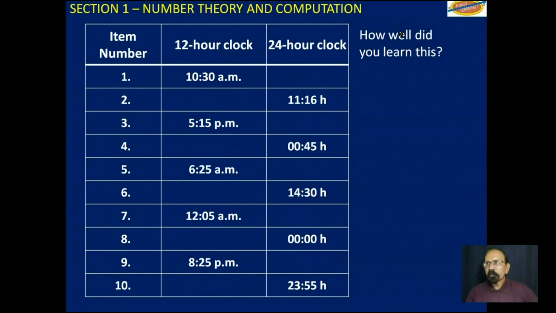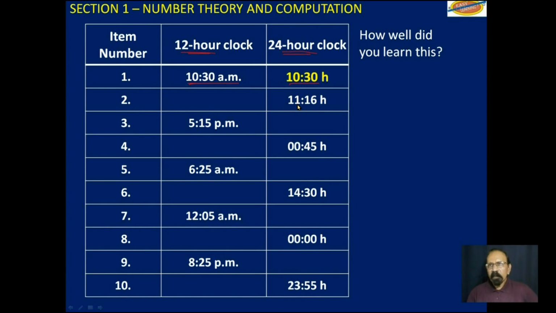So how well did you learn? I have 10 examples here. In 5 of them, I have the 12-hour clock, and we want to know what the 24-hour clock would be for that. And in 5 others, we have the 24-hour clock, and we want to see what the 12-hour clock would be. So 10:30 a.m., this is morning time, before 12 o'clock. This one should be very easy. Not much to change. It is 10:30 hours.